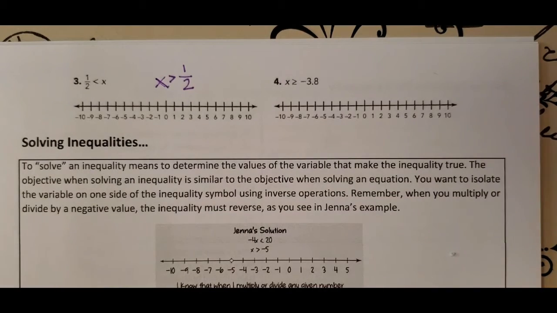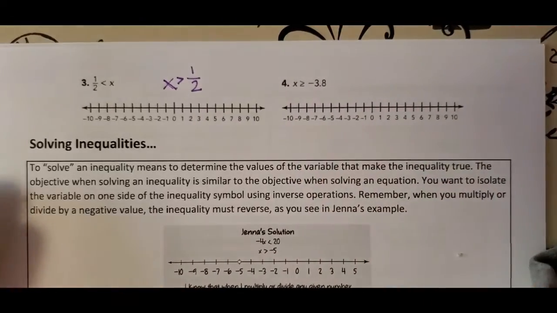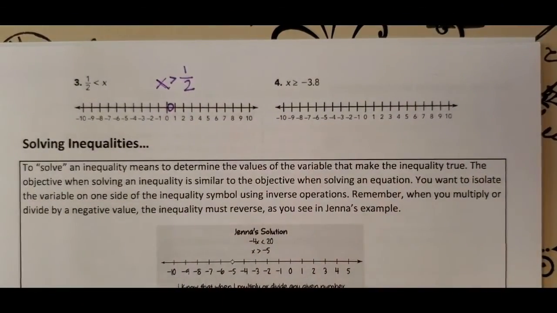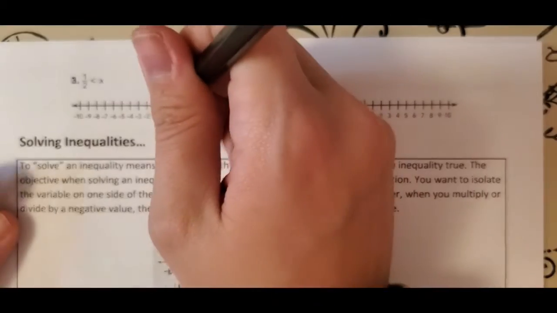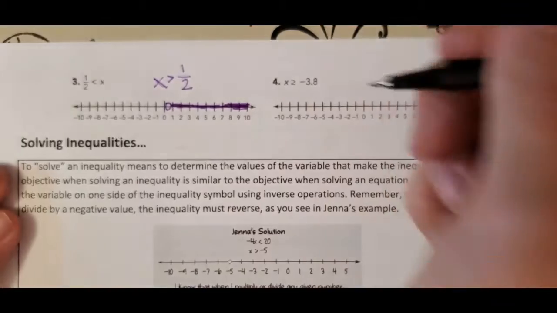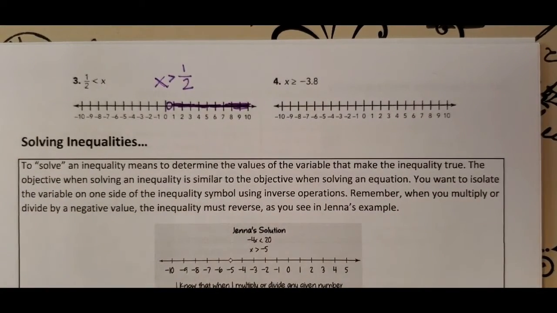Well, 1/2 is in between 0 and 1. It is an open dot, because it's not talking about including 1/2. It's just saying x is greater than 1/2. So anything greater than 1/2 is to the right. So you should be shading to the right.